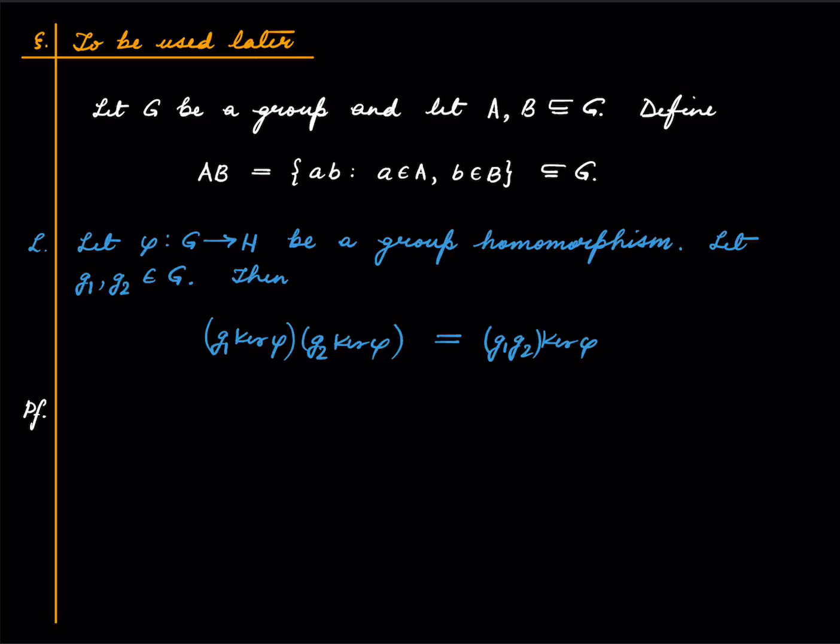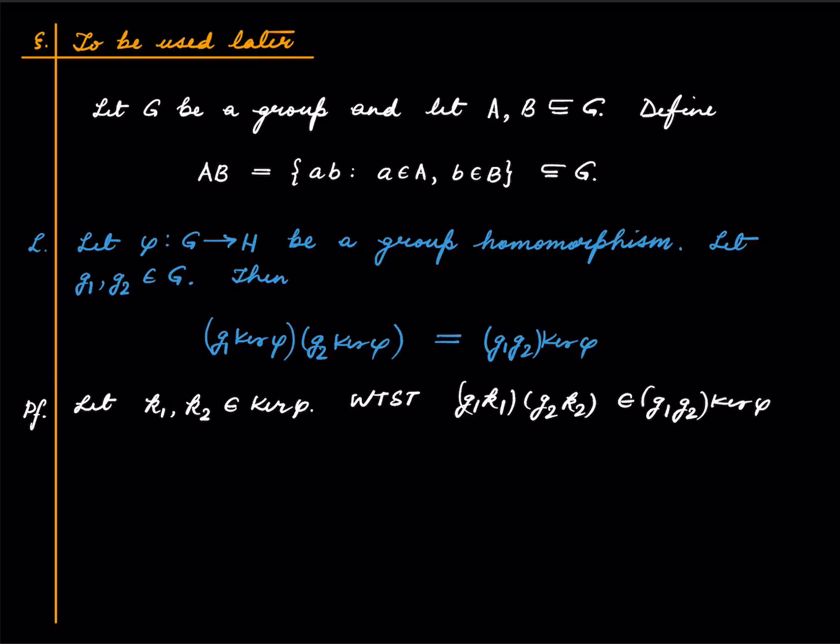Anyway, so let's prove this. What we need to do is the following. So let K1 and K2 be arbitrarily chosen in the kernel. And we will show that, or rather we need to show that to show this containment. First we will show this containment. To show this containment, we need to show that G1 K1 times G2 K2 is in that. So this is what we would like to do.